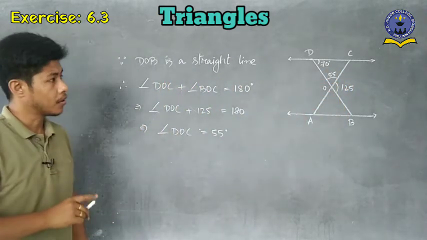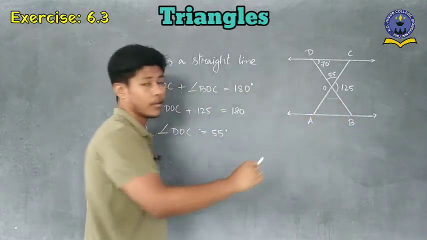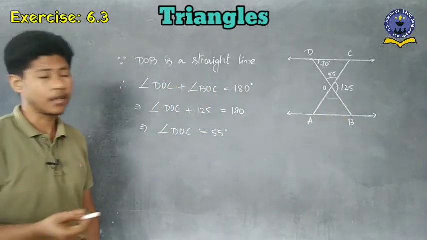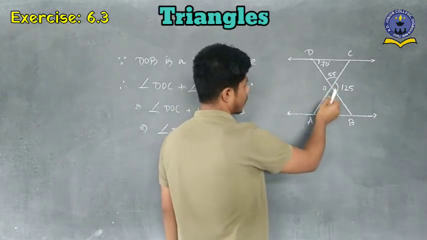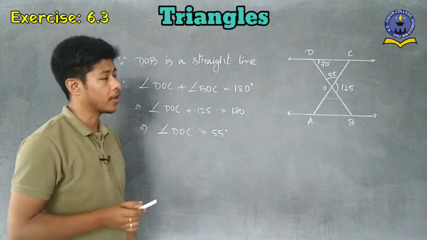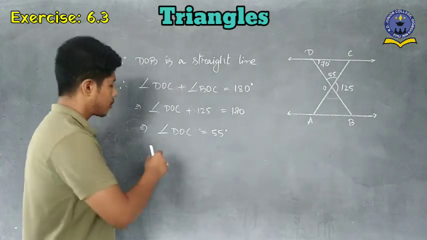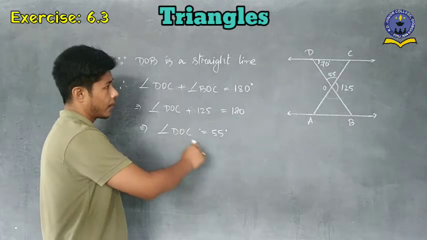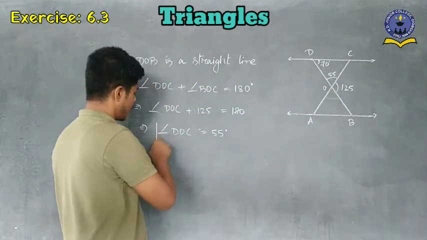If it is 55, then what can we say about this one? This angle is also 55 degrees, isn't it? No need to write it here, but if anyone asks you, we can say it is a vertically opposite angle, so these two angles are 55 degrees. First of all, we get DOC because we need to find this DOC. So the value of DOC equals this.